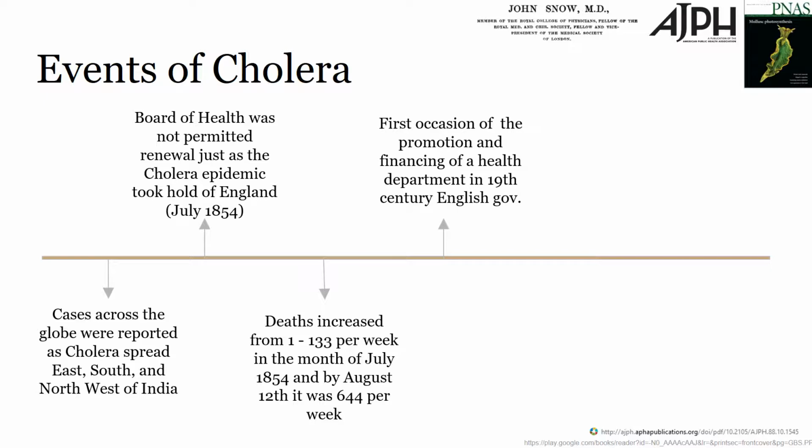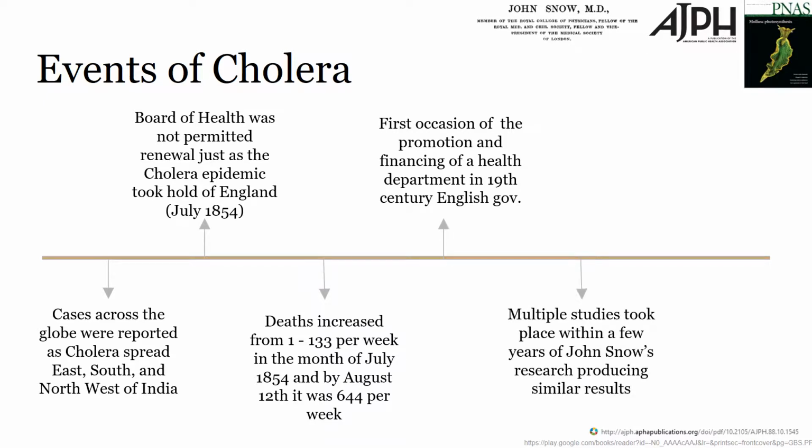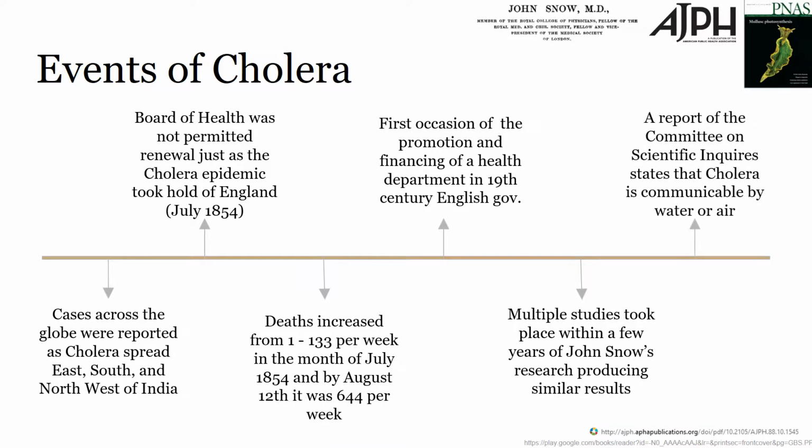This epidemic invoked the first occasion of the promotion and financing of a health department in the 19th century English government. Multiple studies then took place within a few years of John Snow's research, producing similar results, if not the same. Then, a report published by the Committee of Scientific Inquiries stated that cholera is communicable by air or water, although John Snow claimed it was purely waterborne.